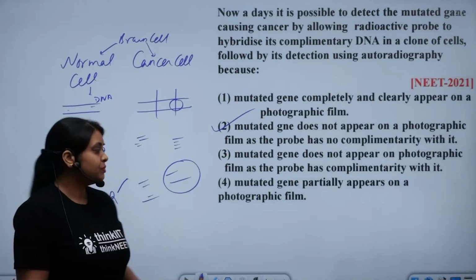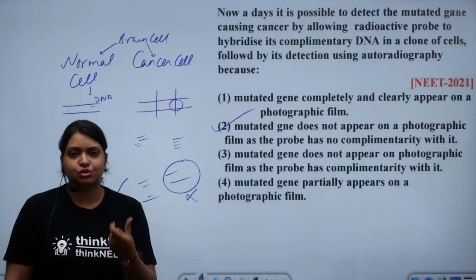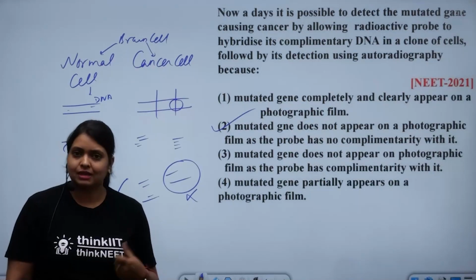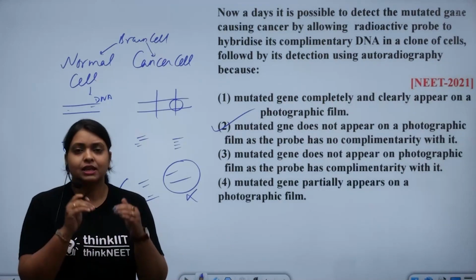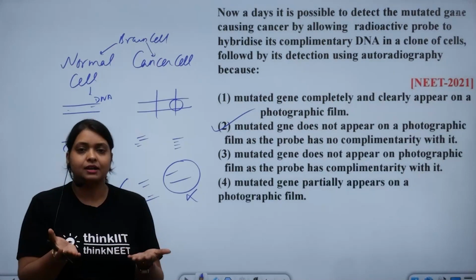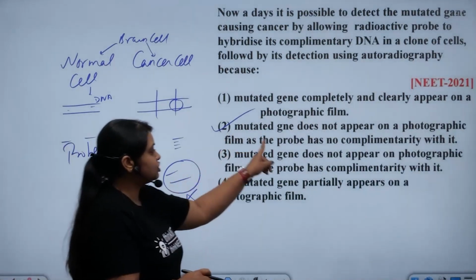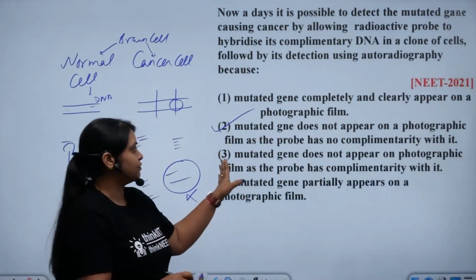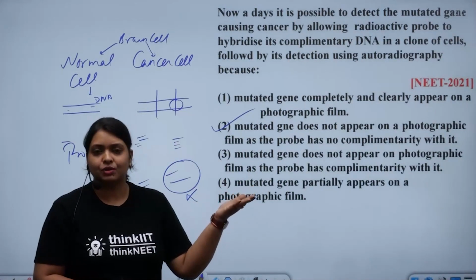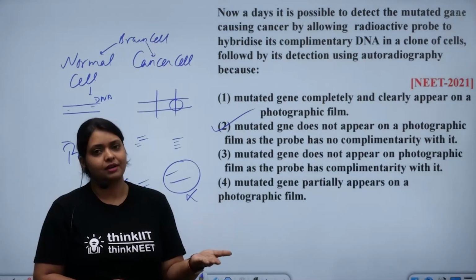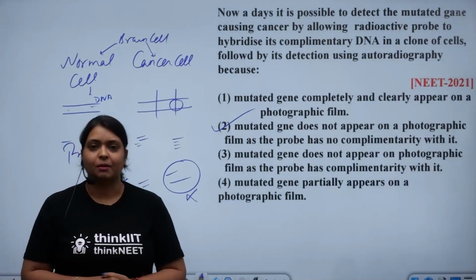So what will happen? The probe will not hybridize to the changed sequence or the mutated gene of a cancer cell, and if the probe does not hybridize with the DNA, then how can you see it on a photographic film? So that's why the mutated gene does not appear on a photographic film, because the probe has no complementarity with it, because that is having a complementarity to the normal gene. So that's why the correct answer for this question is option number 2.